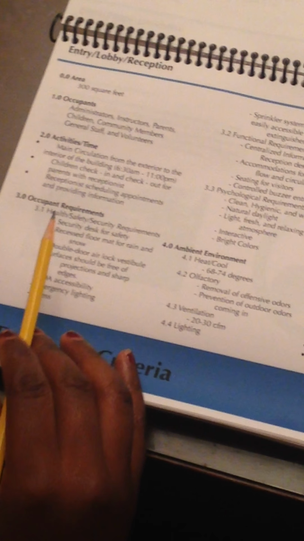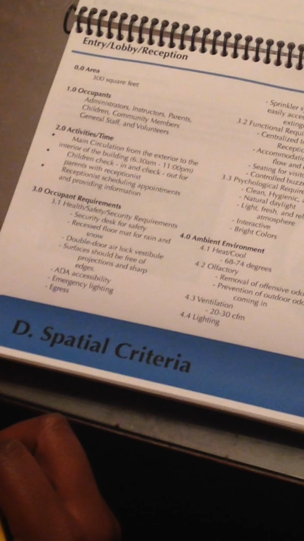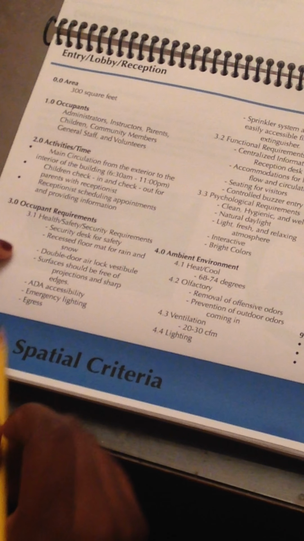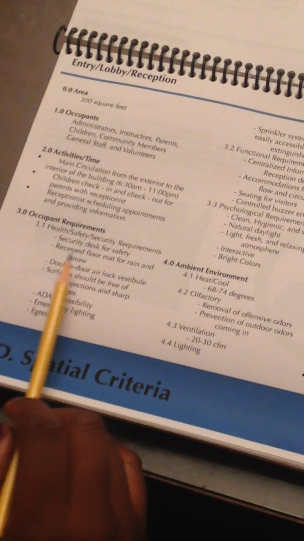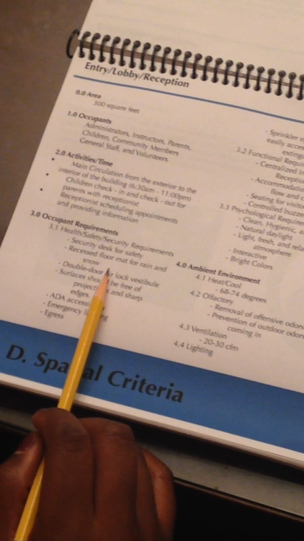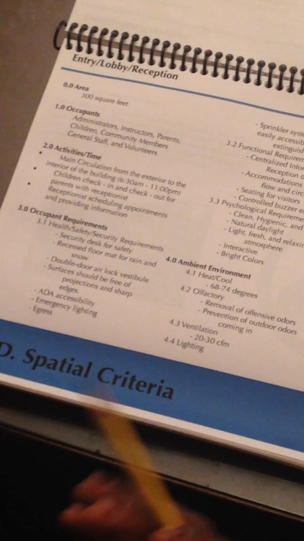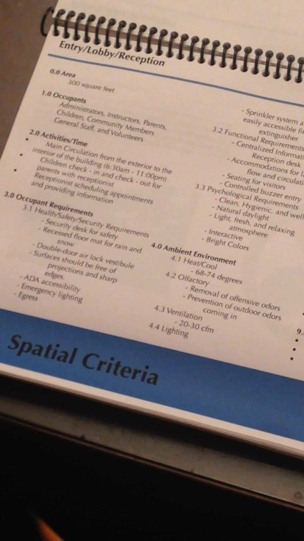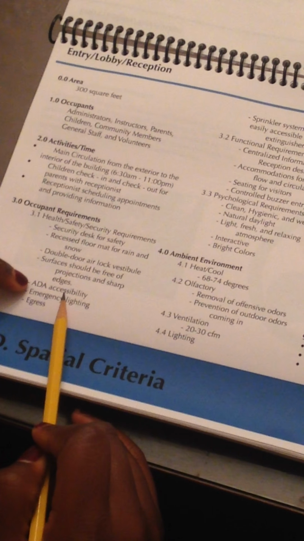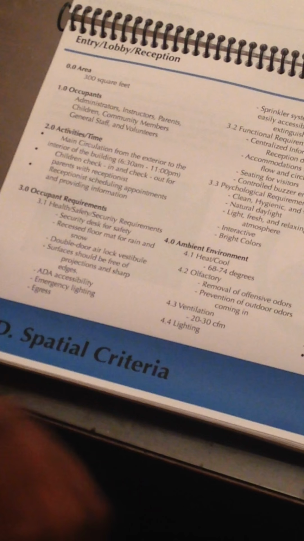Occupant requirements deal with what needs to happen in the space in order for the people to occupy it in a healthy and safe way. So occupant requirements for the lobby would be maybe a security desk for safety, recessed floor for the rain and the snow coming in and out, a double door to make sure that the air is staying out of the building, ADA accessibility, emergency lighting. These are all things that have to be thought about for each particular space.